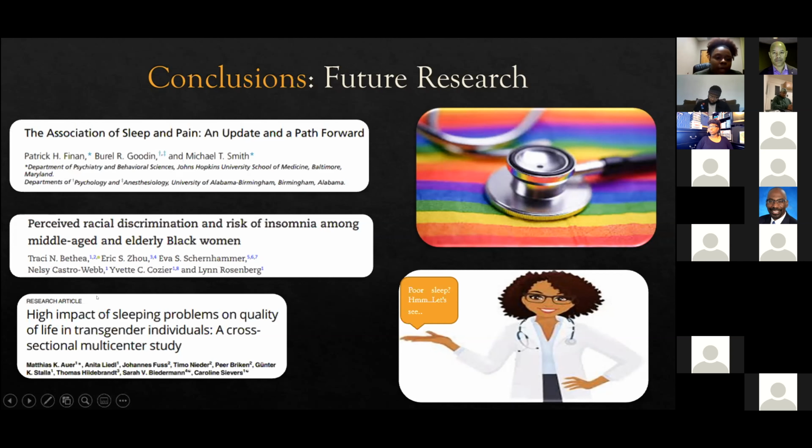And then this article at the bottom left is looking at the impact of sleep problems on quality of life in transgender populations. This picture of a stethoscope on a colorful flag is a symbol of me wanting to look at health outcomes in the LGBTQ population. And to my far bottom right, this is a picture of a Black doctor and scientist, letting you know that we do belong here and our work here is important. What she's asking is, do you have poor sleep? So let's see what we can do about that.